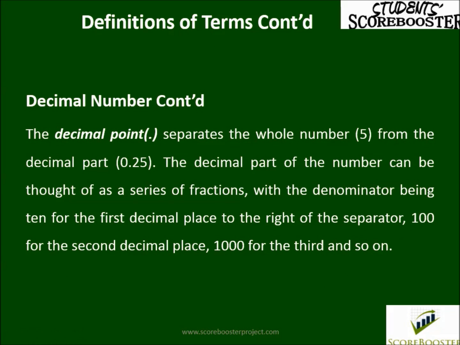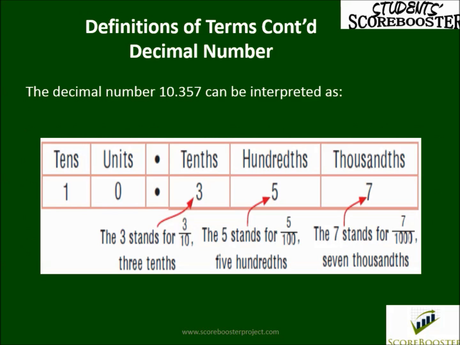The decimal part of the decimal number can be thought of as a series of fractions, with the denominator being 10 for the first decimal place, to the right of the separator, the decimal point, 100 for the second decimal place, 1000 for the third, and so on.